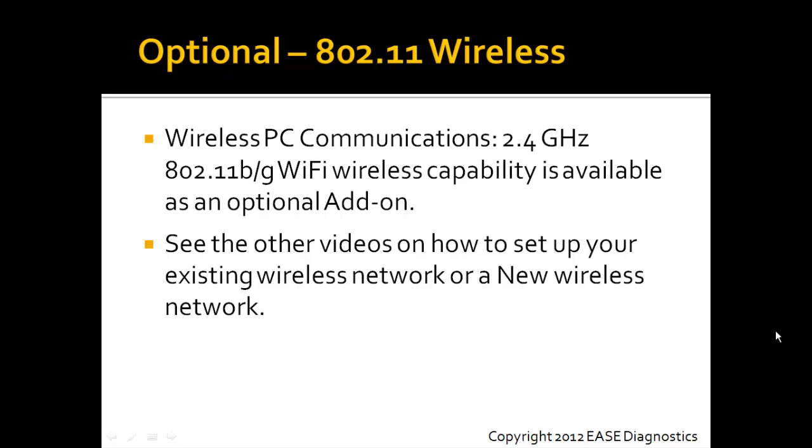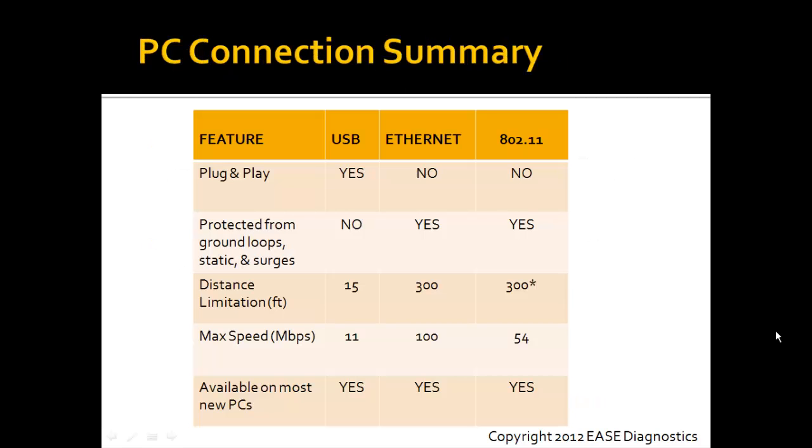And if you decide to do wireless, there are other videos on how to either set the system up with your existing wireless network or how to set up a new network. Okay, so essentially with the EASE reprogramming system, there are 3 main ways to connect the unit to your PC: either USB, the Ethernet cable, or 802.11 wireless. And this is a little summary of some of the features comparing all of the 3.